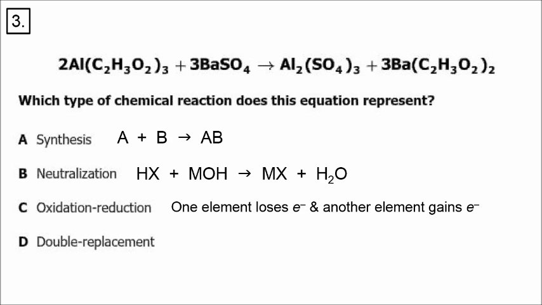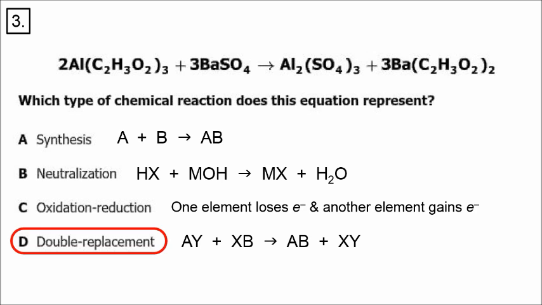Oxidation reduction is where one element loses electrons and another element gains electrons. But none of these represent the reaction that we are looking at. The correct answer is D, double replacement, because the 2 compounds exchange or switch their partners. So aluminum and barium have switched their partners and they form 2 new compounds.